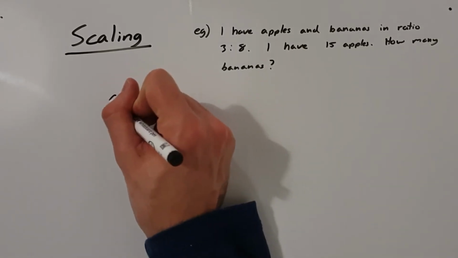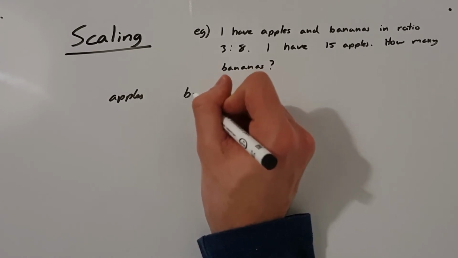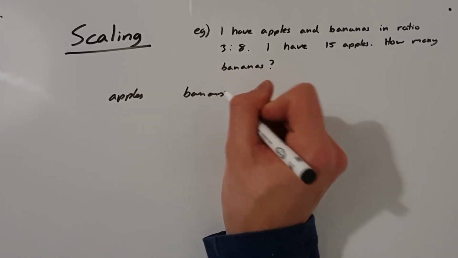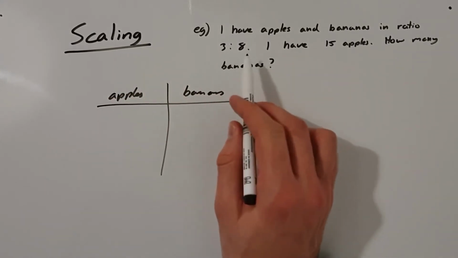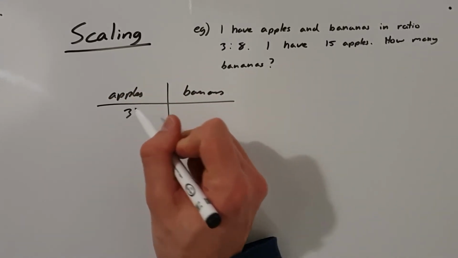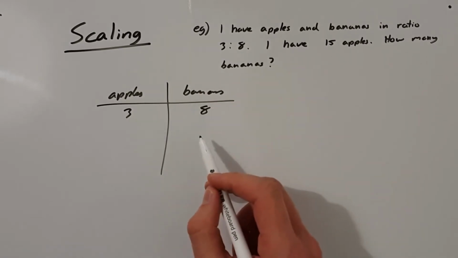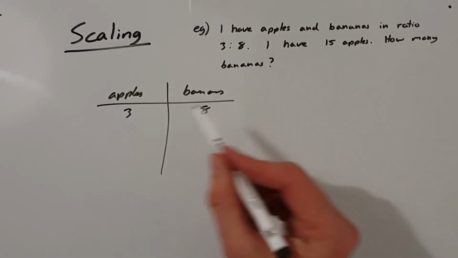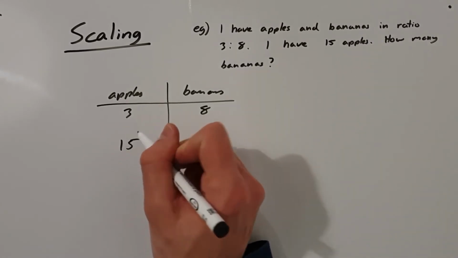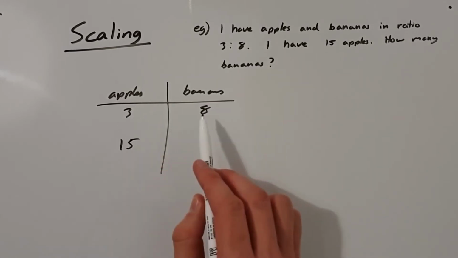So if we have our apples on one side, and our bananas on the other side, our ratio is 3 to 8, so 3 apples for every 8 bananas. We know that we have 15 apples, and we're asked to find how many bananas we have with this ratio.